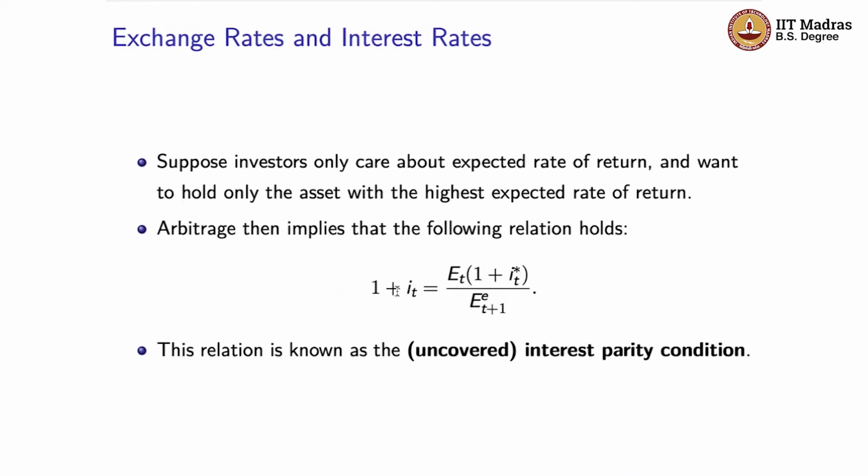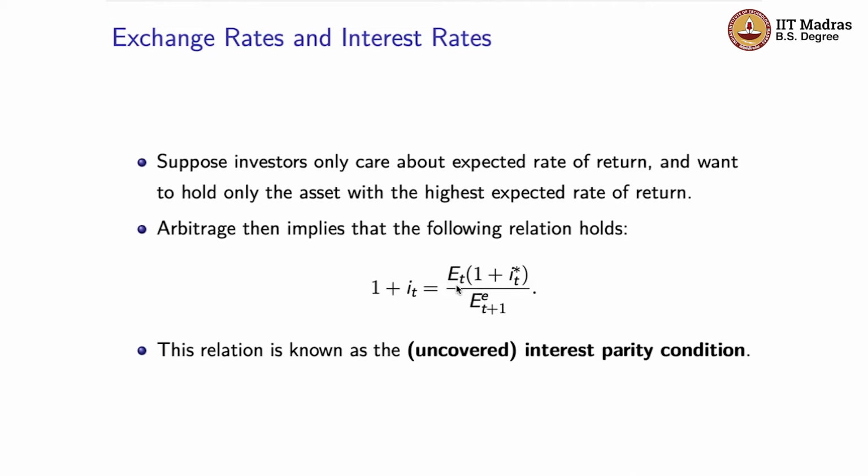Now, why is this true? So suppose this was not true. Suppose that you had 1 plus IT is going to be strictly greater than this expression on the right-hand side. Then definitely the investors would want to just hold the domestic asset, right? And as a result of that, the price of this domestic asset is going to go up, and hence the interest rate would actually fall.